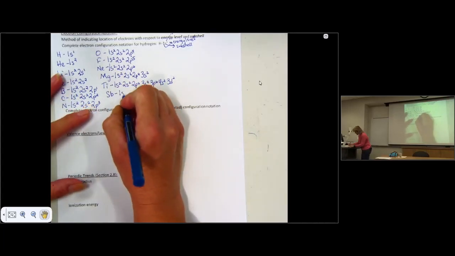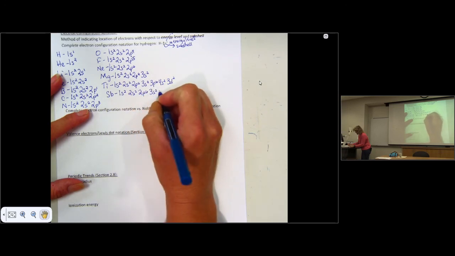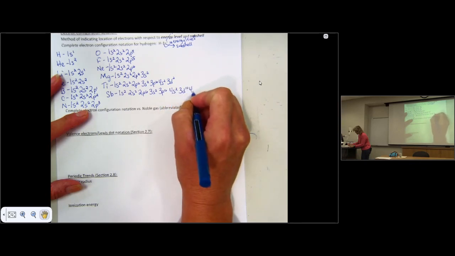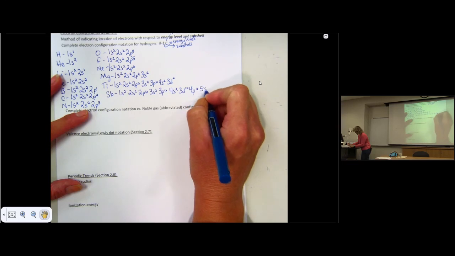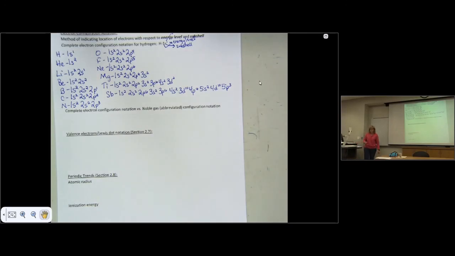All right, 1S2, 2S2, 2P6, 3S2, 3P6, 4S2, 3D10, 4P6, 5S2, 4D10, 5P3. Yes or no? What was the last thing you wrote for nitrogen? Does that make sense that it should have been 2p3 and this should be 5p3? Does that make sense? Okay.